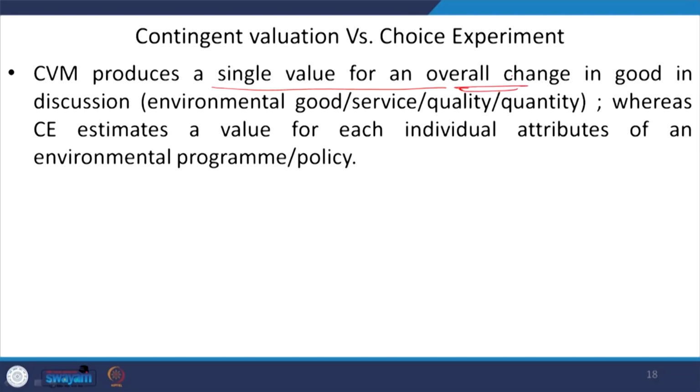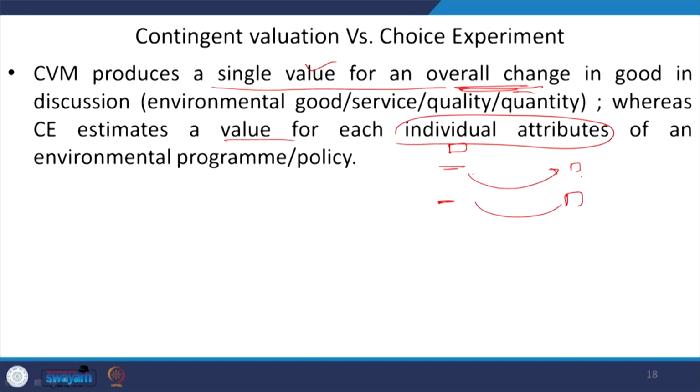Whereas, if you are talking about choice experiment, then it is estimating the value for each individual attribute. So, it is not just a single value for the overall changes, rather we are subdividing: if this attribute of the particular good in question changes, then what is the welfare change. If the second attribute changes, what will be the welfare change, and likewise. That means we can estimate the value for each of the individual attributes of that particular environmental good or service that is under consideration of public policy.